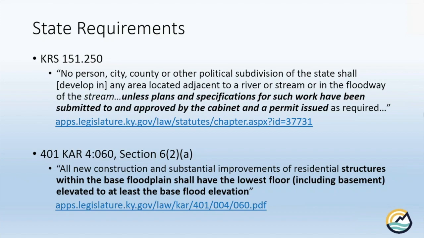The regulations, the Kentucky administrative regulations below, tell us how we do it. 401 KAR Chapter 4, Part 60 is where it talks about floodplain regulations. And it says all new construction and substantial improvements of residential structures within the base floodplain shall have the lowest floor elevated to at least the flood elevation. So essentially how we make sure that things are reasonably safe from flooding is to make sure they're elevated up above that flood elevation. We want to keep it high, we want to keep it dry. There's nothing in the regs or the statutes that say you can't develop or build in these areas. It just says if we're going to do it, let's do it smart so that when it floods, you're not damaged.